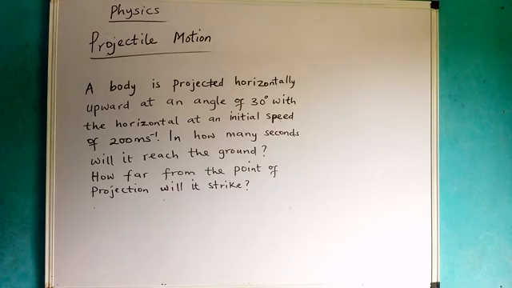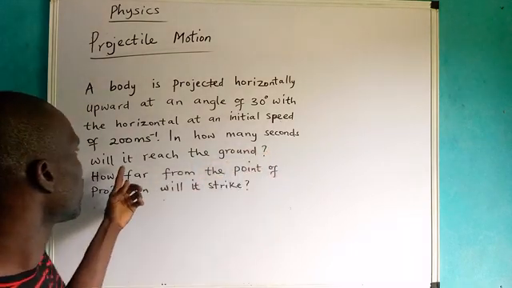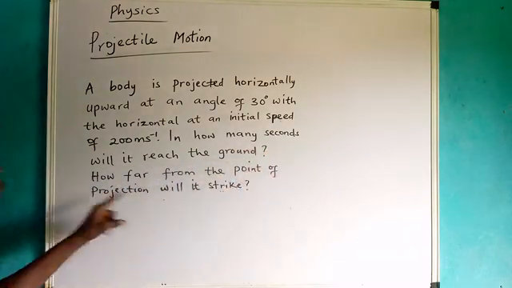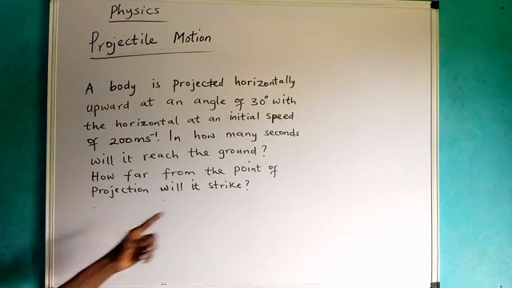Okay, we want to resolve this very problem. We want to see how we can find a solution to it. A body is projected upward at an angle of 30 degrees with the horizontal at an initial speed of 200 meters per second. In how many seconds will it reach the ground? How far from the point of projection will it strike?